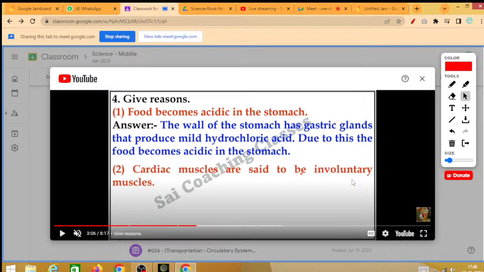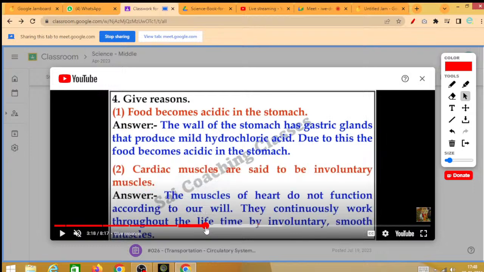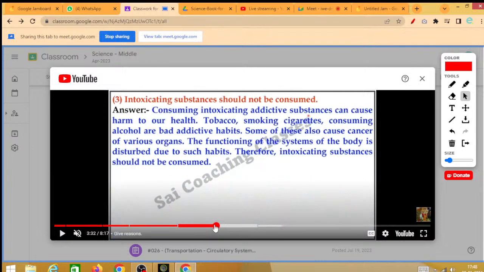In simple sentences we should give answers. They don't work with our will. We don't tell them. So we cannot control the cardiac muscles. Just one sentence. What does involuntary mean? Involuntary means something which cannot be controlled by us. So the cardiac muscles cannot be controlled by us, so they are involuntary muscles. They work on their own throughout their life. Okay. Next.